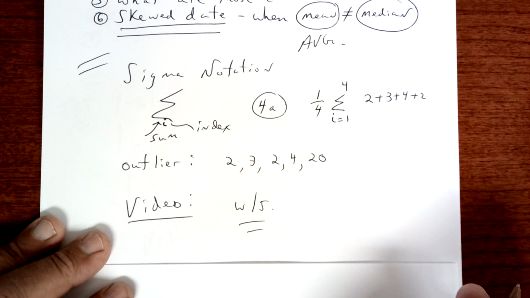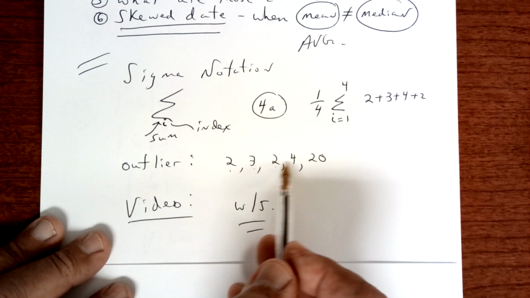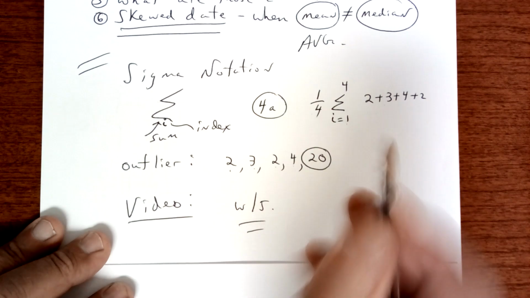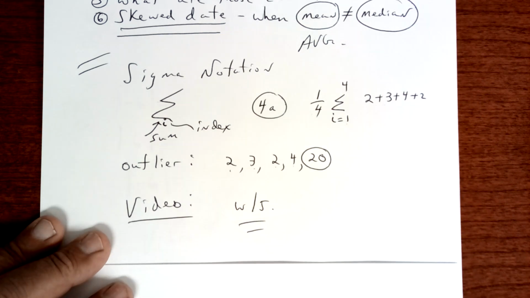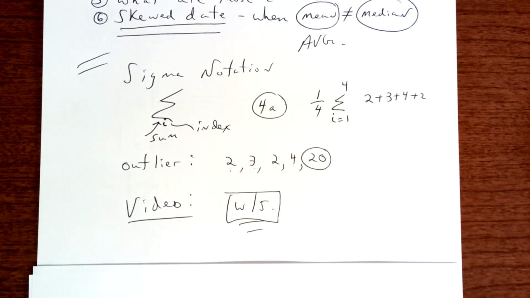An outlier, look here, 2, 3, 4, they're all close together. But 20 is too far away. That would be considered your outlier. We're going to watch a video on this, and then you have a worksheet, and that's going to wrap up today. Let's talk about the next class, which is college algebra.